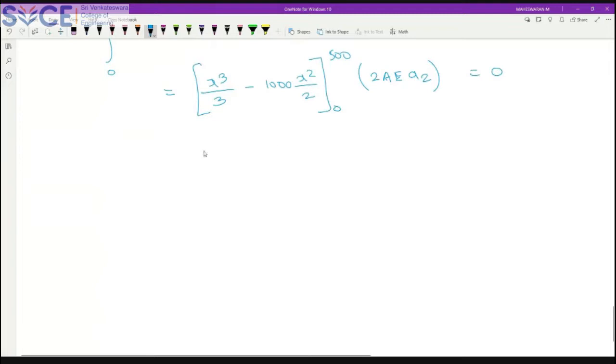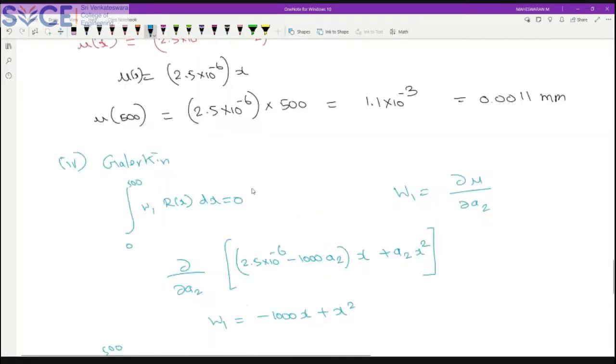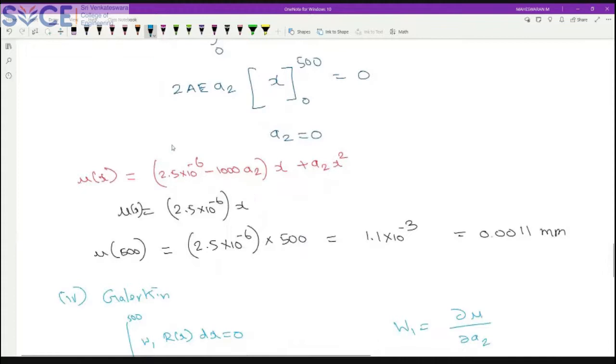So when I expand it, what will I get? I will get 500 cube divided by 3 minus, when I cancel this, you will get 500 into again 500 square. So this term into 2AE A2 is equal to 0. I think you can bring all the terms here. Again, you will get A2 as 0. I think there is no change. So you will get the same answer. There is no difference there.